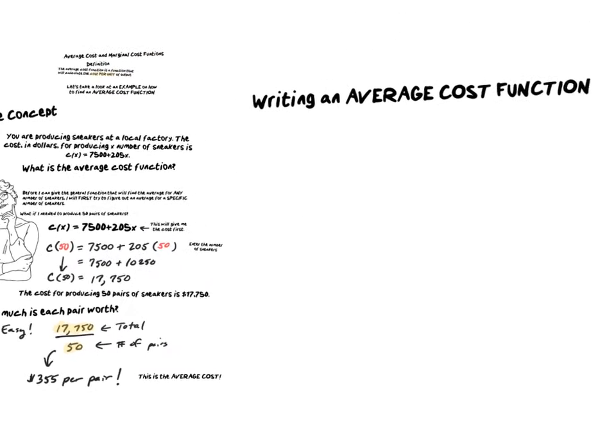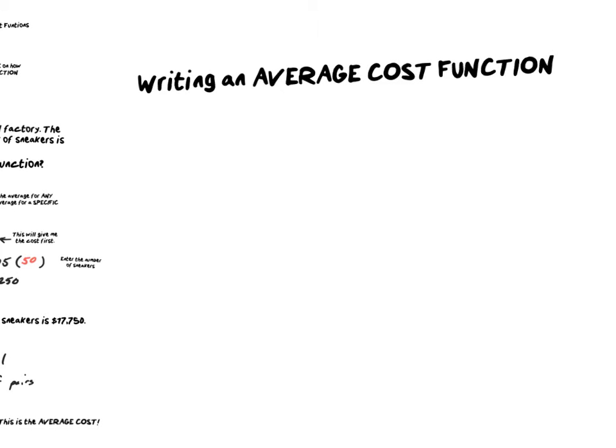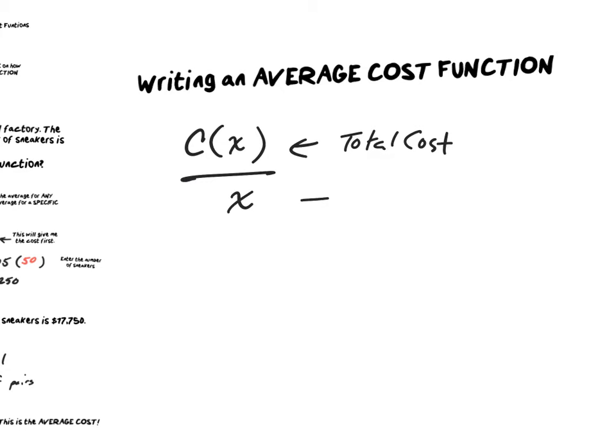All right, so writing an average cost function. Just like in the previous example, we will first have to know how much a total will be. So the cost function will give me the total cost. All I have to do now is divide it by a certain number of units. So I divide it by x, which represents my number of units.